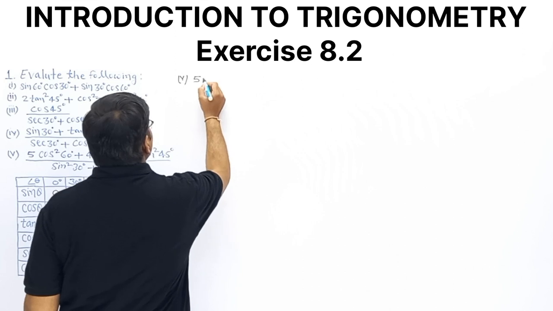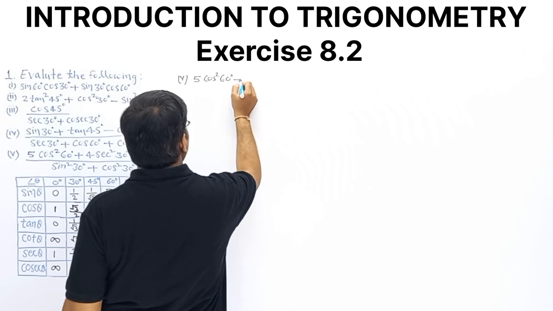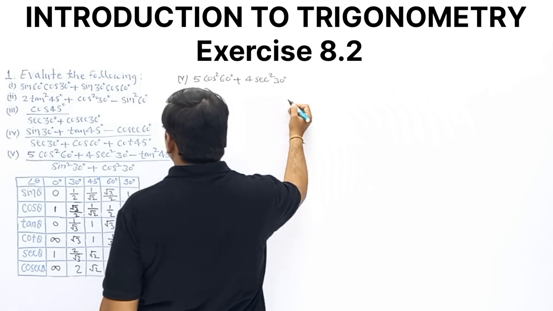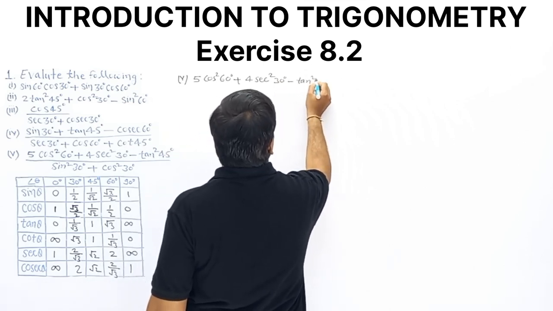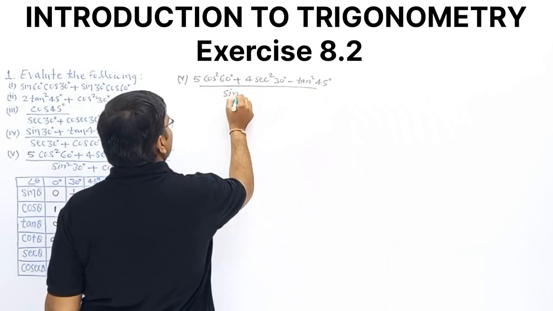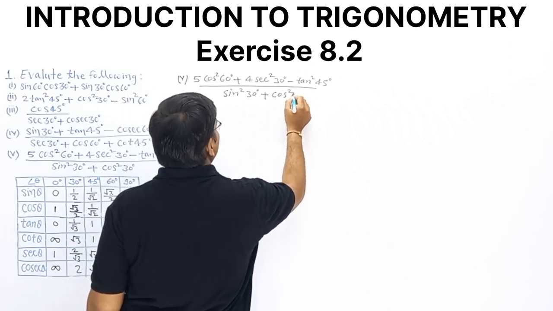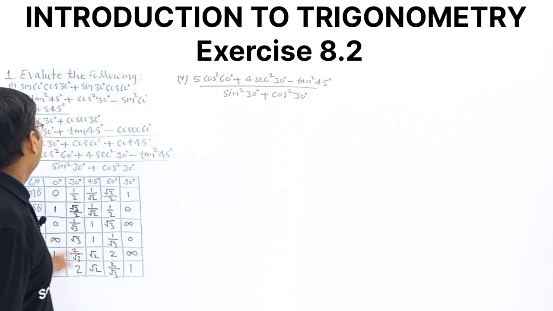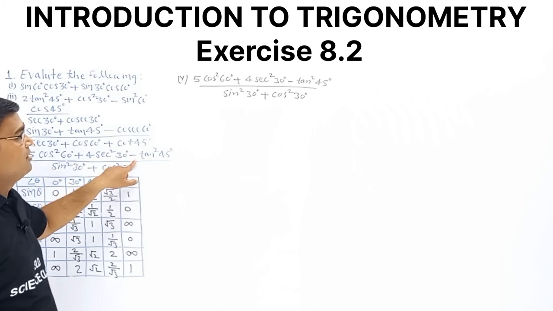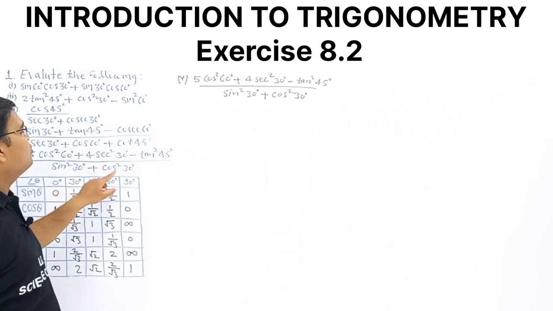5 cos square 60 degree plus 4 sec square 30 degree minus tangent square 45 degree, divided by sin square 30 degree plus cos square 30 degree. Observe carefully first. What? 5 times cos square 60 degree plus 4 times sec square 30 degree minus tangent square 45 degree. In the denominator what we are having? Sin square 30 degree plus cos square 30 degree.